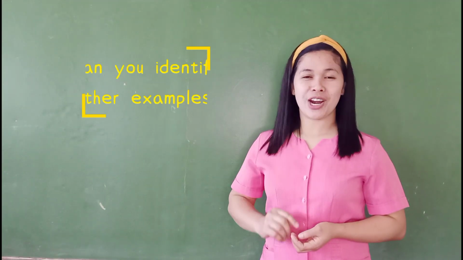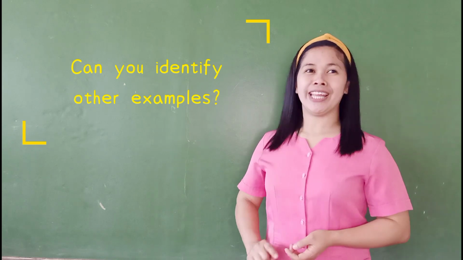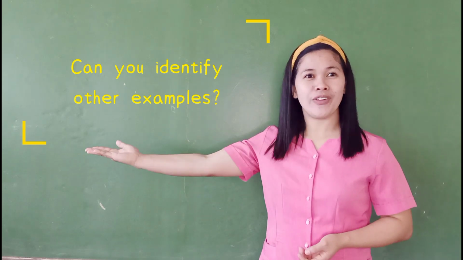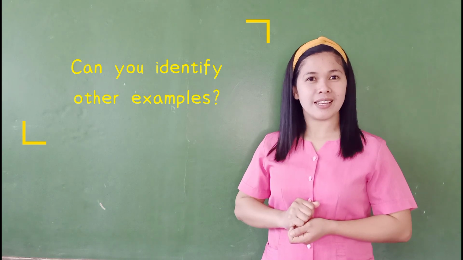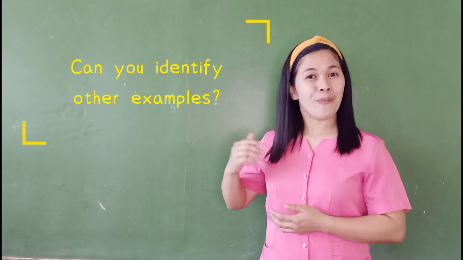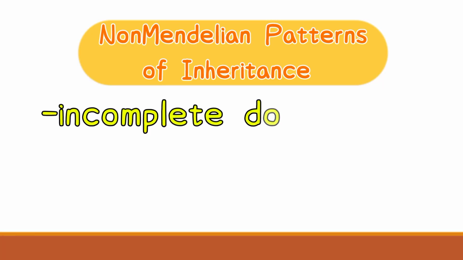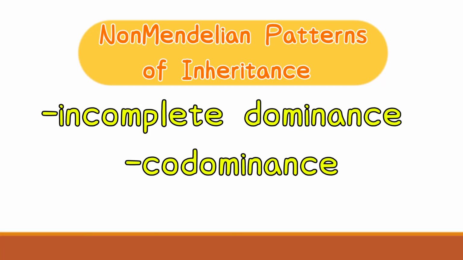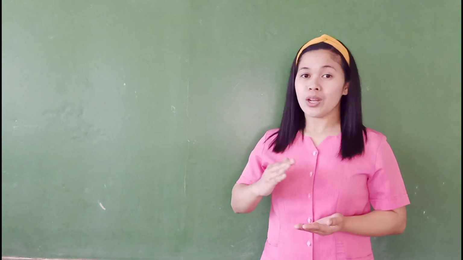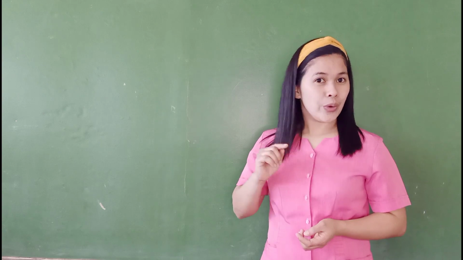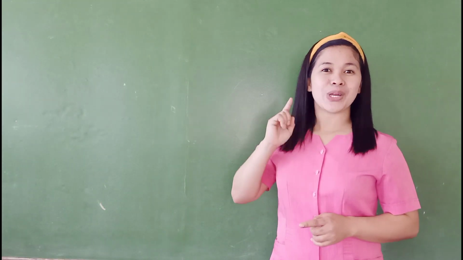From what you observe around you, can you identify other examples of incomplete dominance? How about for codominance? This time, let us try to solve genetic problems related to incomplete dominance and codominance. Do you remember now? That is right. We use the Punnett square.